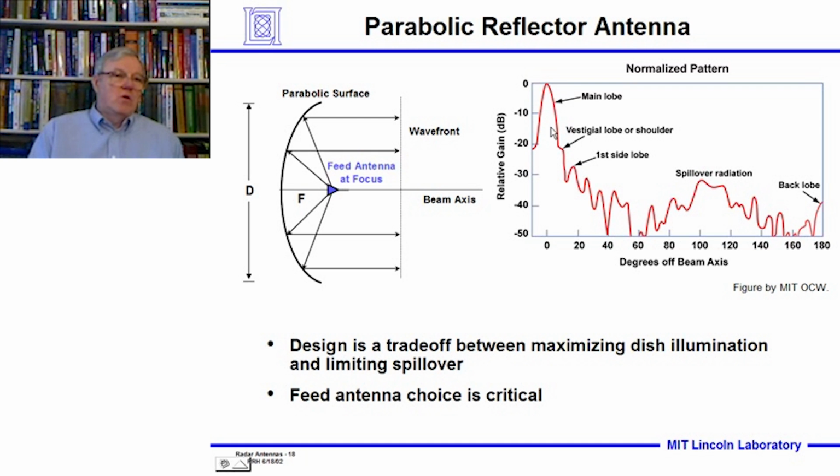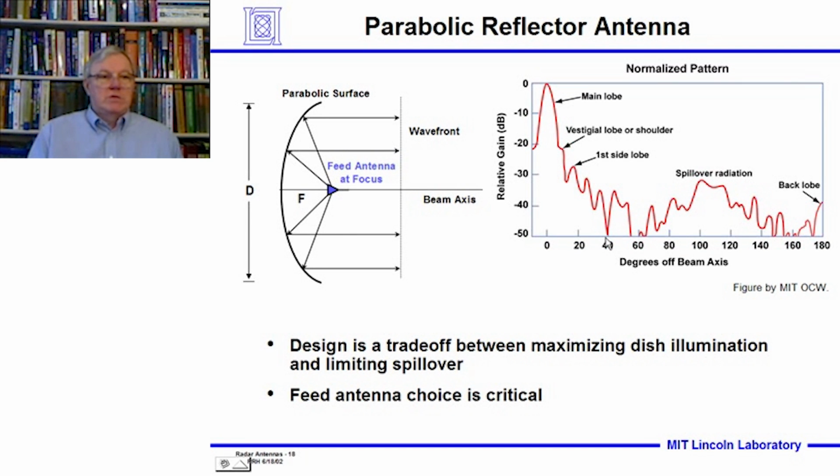We've got the main lobe at 0 degrees, straight out here on axis. And then this doesn't have a minimum before the side lobe, but it's called a vestigial lobe, a shoulder. But when you go down to a null and then up, we call that the first side lobe. And then we see the side lobes get increasingly lower and lower.